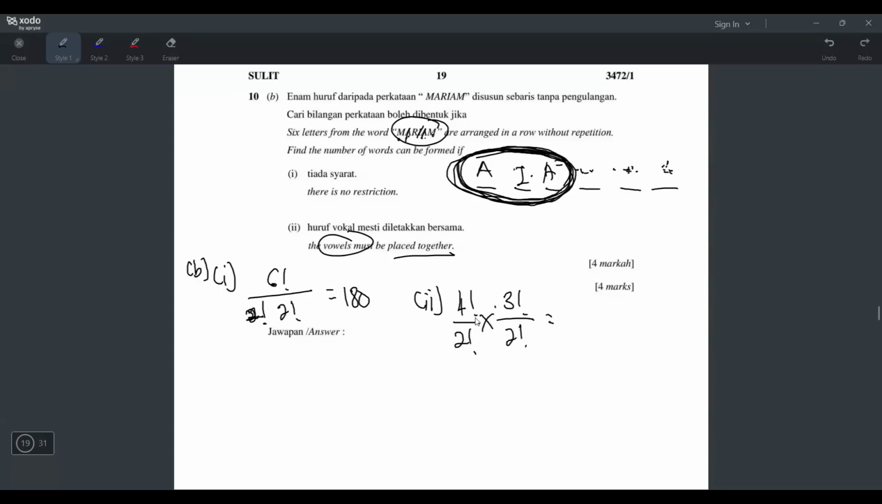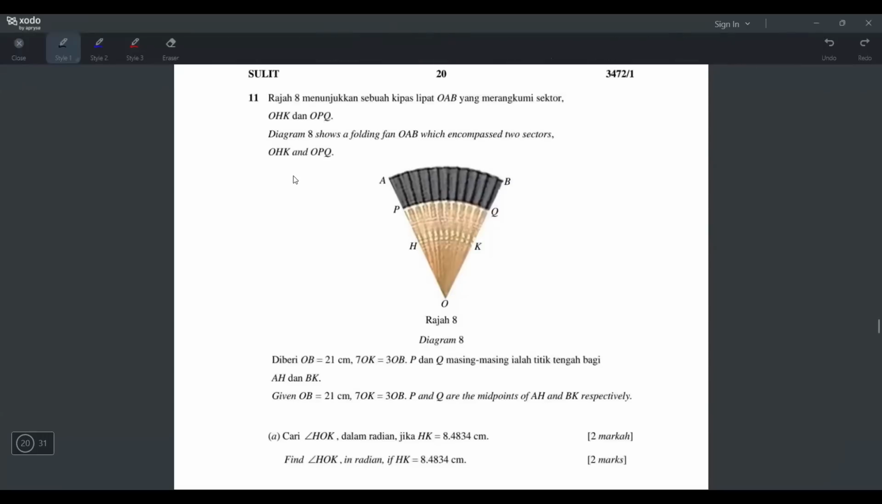Alright, now let's press this and get the answer. Wait, let me press times 6. My calculator gives me 36. So that's the number of ways. Okay, so that's it. I want to continue to number 11.